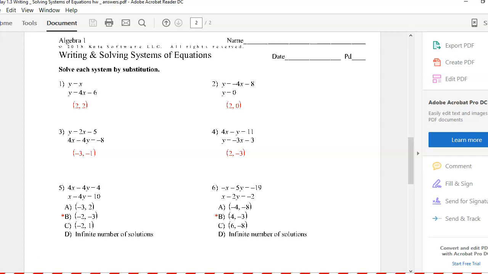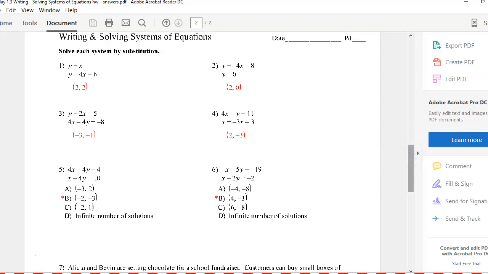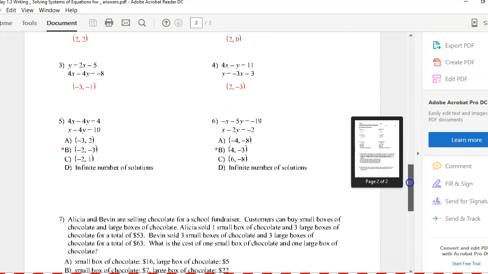Alright, I'm going to go over the answers to the homework. If we need to go over any, we'll probably do that after lunch. So check your answers. Number 1 was 2, 2. Number 2 was 2, 0. 3 was negative 3, negative 1. 4 was 2, negative 3.